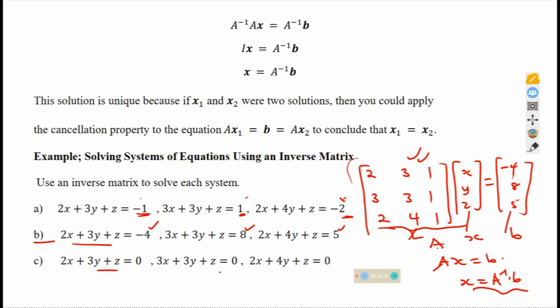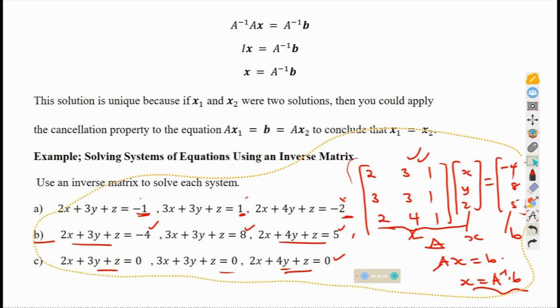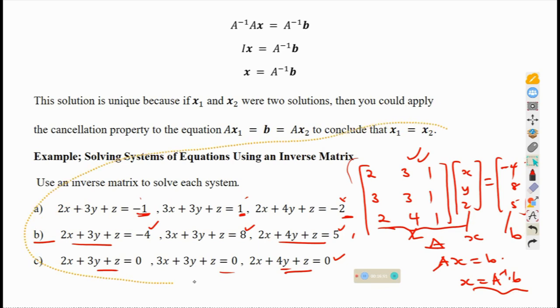Actually, the same applies to C as well. So after you have obtained your inverse, then you can use the same inverse to get the values of x, y, and z in part B. Same inverse to get the values of x, y, and z in part C, since the matrix of coefficients A is the same in the two cases. For that case, we can use the same inverse matrix, since they are the same.